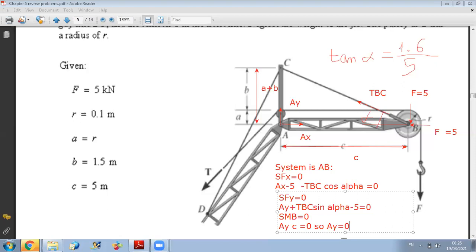Once I get that AY is 0, I can replace AY into sum of y equals 0 to get TBC, and then replace TBC into the first equation to get AX. And at the end, if you want to verify your calculation, try to do sum of moment about A. You should get 0 if your calculation is right. Any question on this?